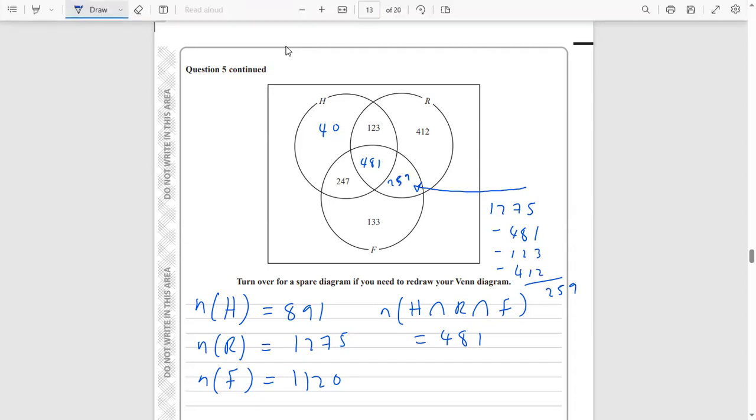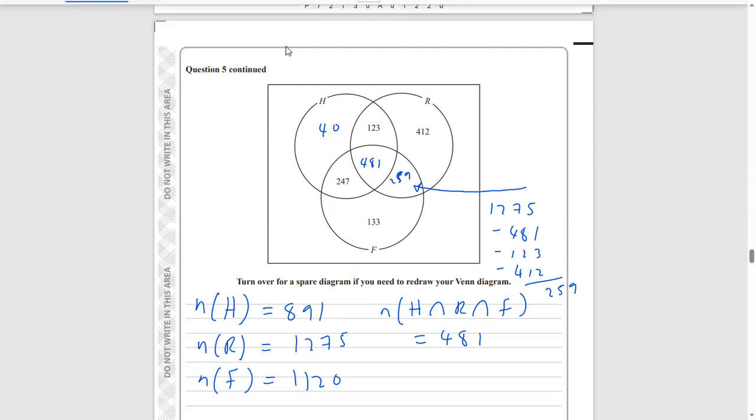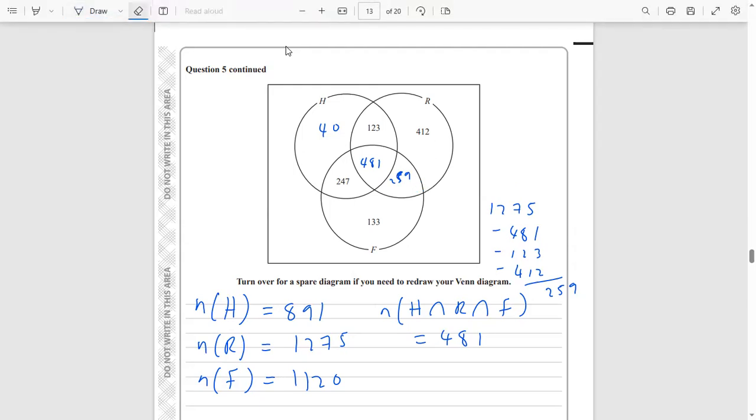Sorry, let me try and write that a bit neater. That should be a 5. So 259. Okay, yeah, so that would be that one, but I've messed up my 5 again. Anyway, right, so that's 259. I'm just going to rub out this here.